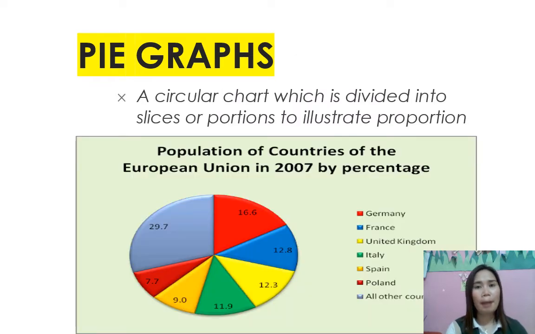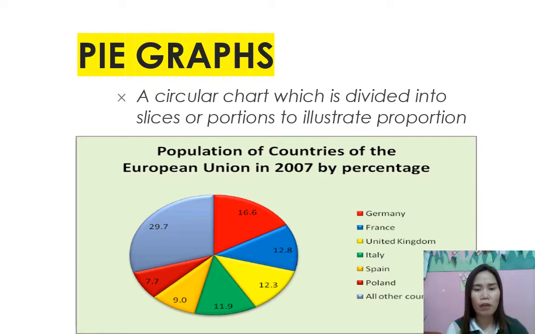Next is the pie graph. So a circular chart which is divided into slices or portions to illustrate proportion. So it shows the breakdown of items in a set as percentages, rather presenting them as slices of pie. So the key to a pie chart is that all of the slices must equal 100%.